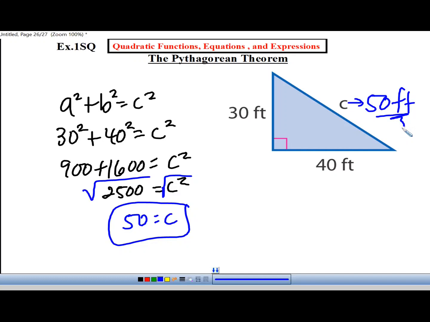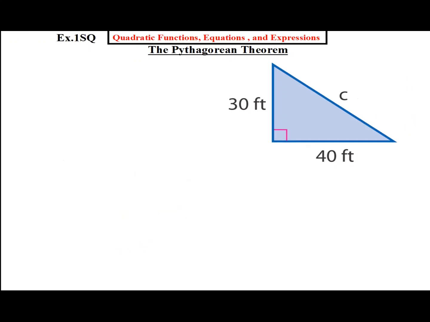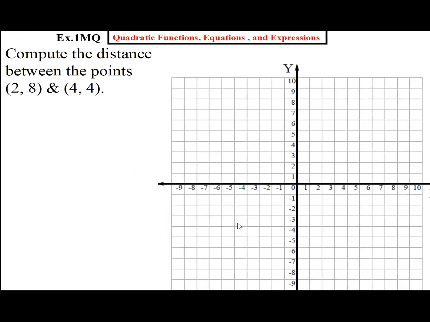So now I'm going to give you 2 points that we're going to plot on a coordinate plane and use the Pythagorean theorem to find the distance between the points. Okay, so here we go. Copy this, please. Create a coordinate plane, label it from -10 to 10. Once again, make sure you're using your graphing notebook. And it reads, example 1 mega cube. Compute the distance between the points (2, 8) and (4, 4).